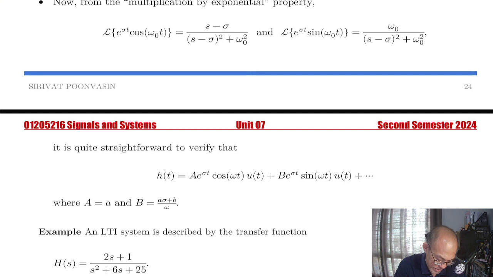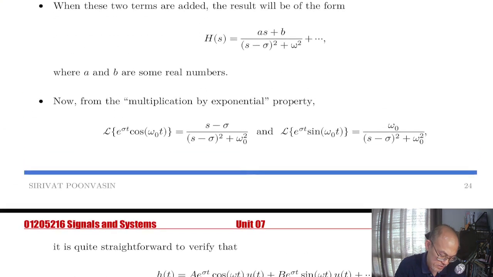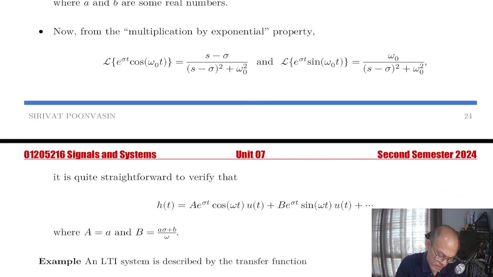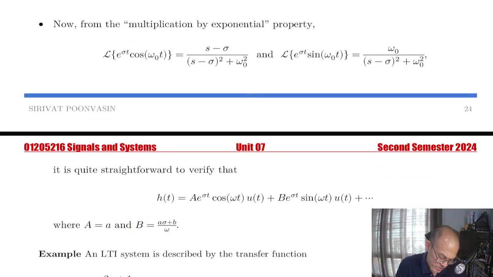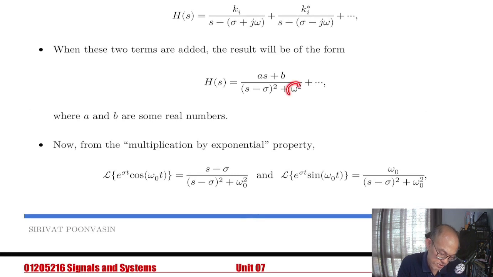The capital A is the value a here, and the capital B is a sigma plus b, divided by omega. Omega is the imaginary part of the pole.